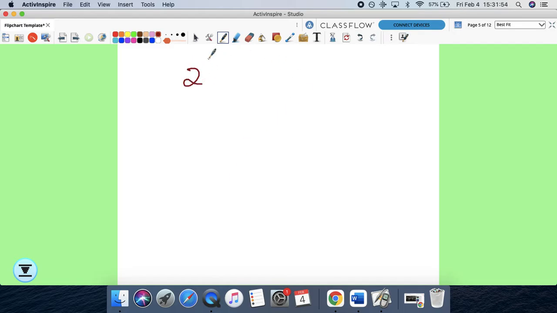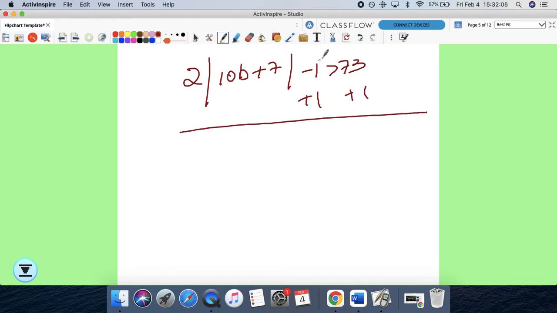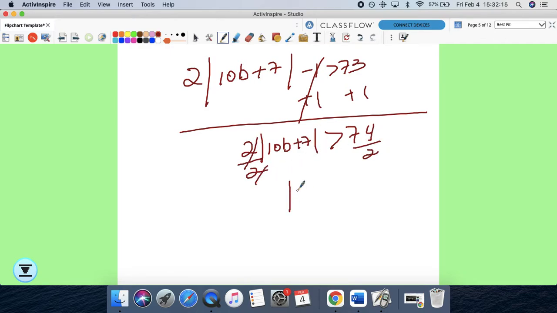21: 2 times absolute value of 10b plus 7 minus 1 greater than 73. I'm going to add 1 to both sides. That goes away. Greater than 74. 2 times absolute value of 10b plus 7, divide both sides by 2, and I finally have my absolute value isolated. Absolute value of 10b plus 7 greater than, what is that, 37? Okay.